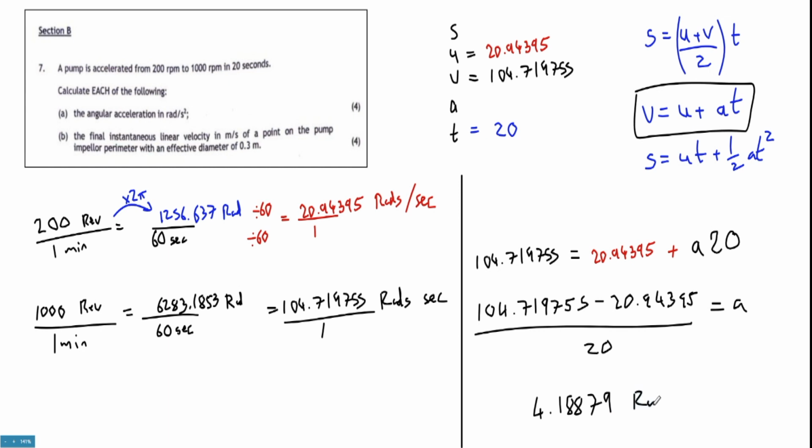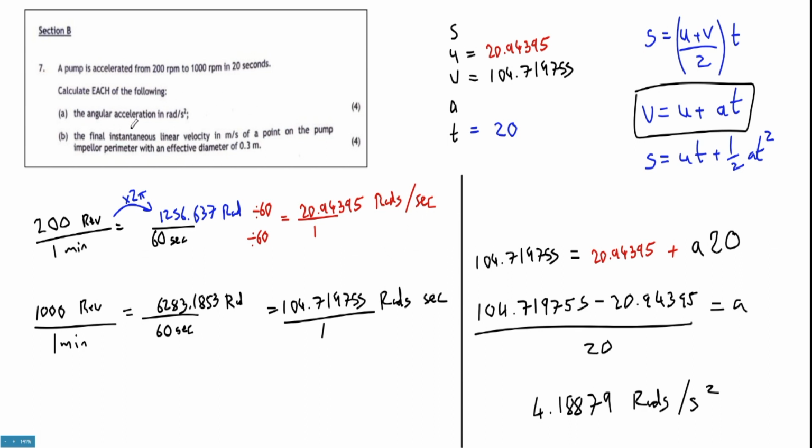4.18879 rads per second squared. This is the acceleration, the angular acceleration. And like I said, we're just using linear suvats for an angular acceleration. It's absolutely fine. We'll still get the same results, and we don't have to go through all those weird notations of omegas and stuff like that.